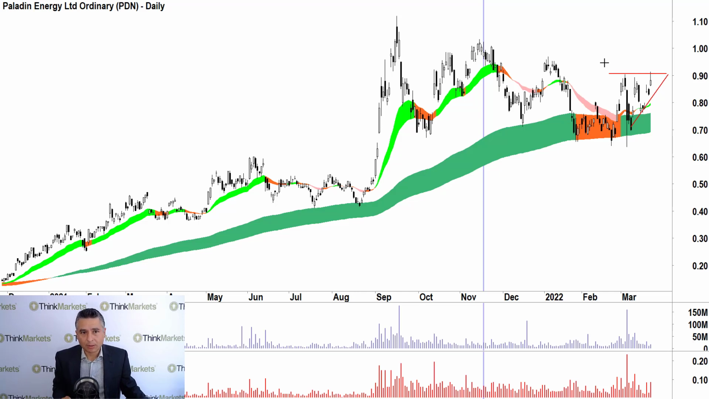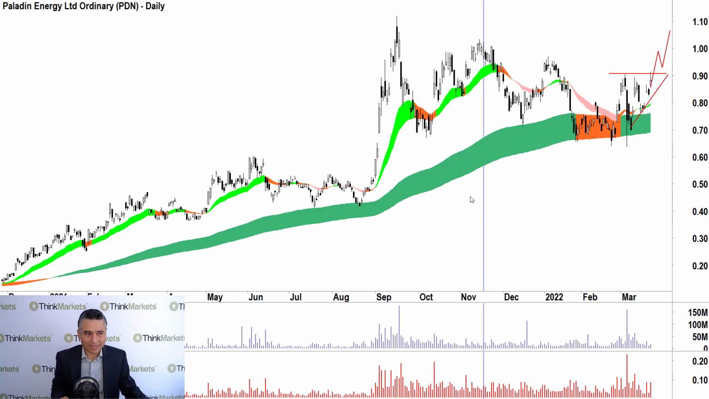What would make it better would be something like this. So we see it pop through, okay, we see an extension, we see a small pullback that holds above this horizontal line, and then we go again, and that would actually push this more into a buy for me. But I think it's a solid hold for the time being.